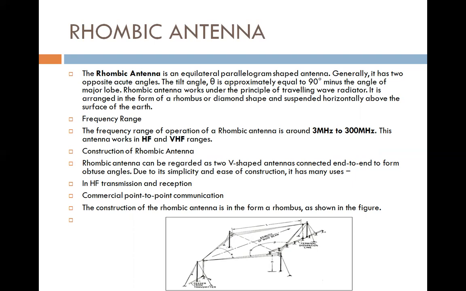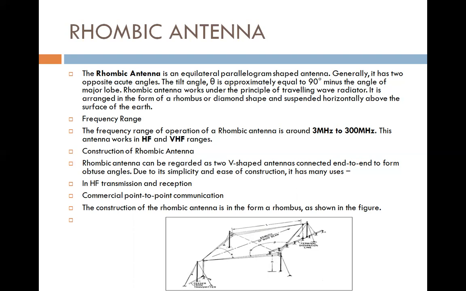The rhombic antenna works under the principle of a traveling wave radiator. It is arranged in the form of a rhombus or diamond shape and suspended horizontally above the surface of the Earth. What is the frequency range? 3 megahertz to 300 megahertz. It is the operating range of the rhombic antenna. This antenna works in the high frequency and very high frequency range. See the construction. The rhombic antenna can be regarded as two V-shaped antennas connected end-to-end to form an obtuse angle.